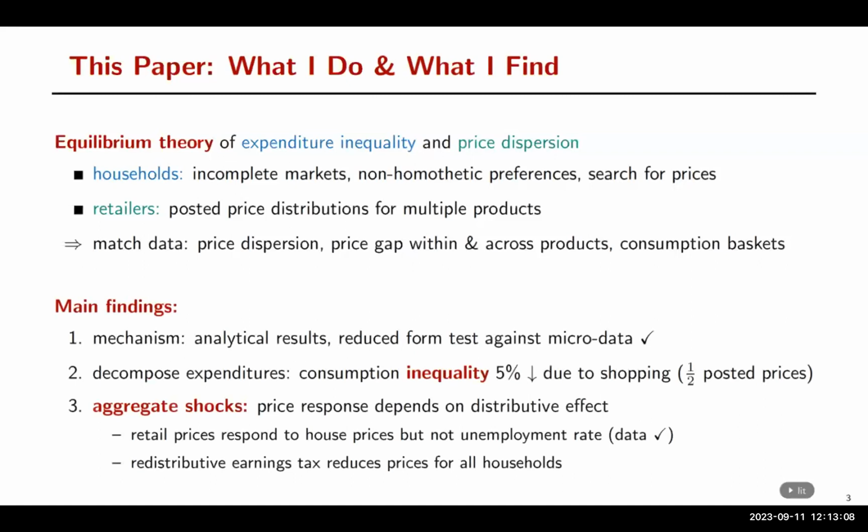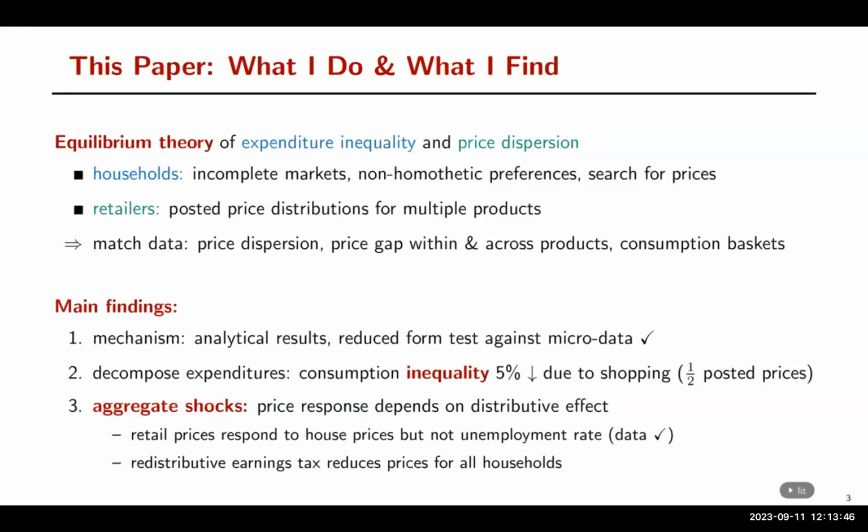What I'm going to talk about today is revisiting the contribution that shopping has, differences in prices paid, for the distinction between consumption and expenditure inequality. I'm going to show you that the fact that households differ in how much they search for prices overall reduces consumption inequality by roughly 5%. And half of this is due to an equilibrium effect that comes out of retailers posting lower prices for households who search more, to reduce the prices paid for any given good. And then in the end, I'm going to think a little bit about how this has implications for the response of the economy to aggregate shocks.